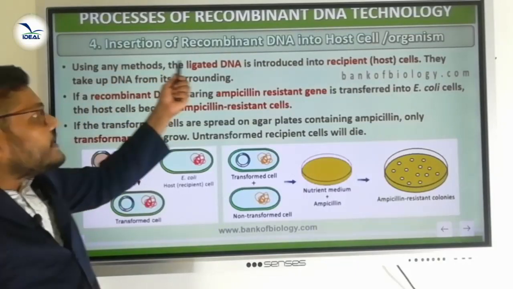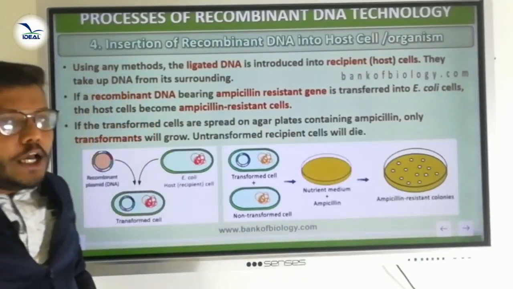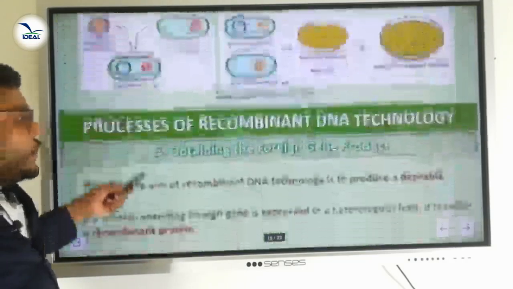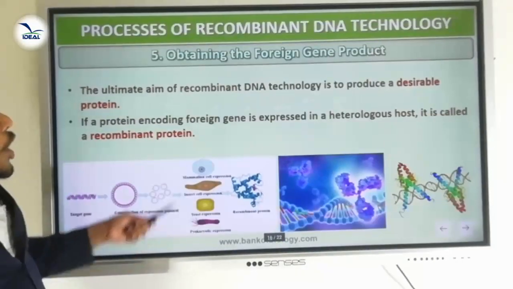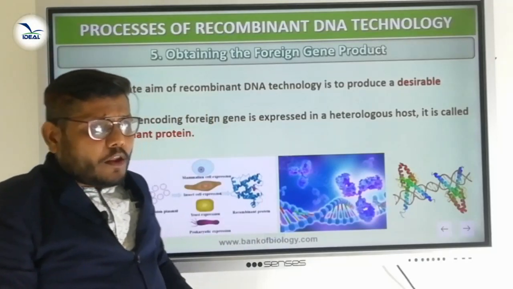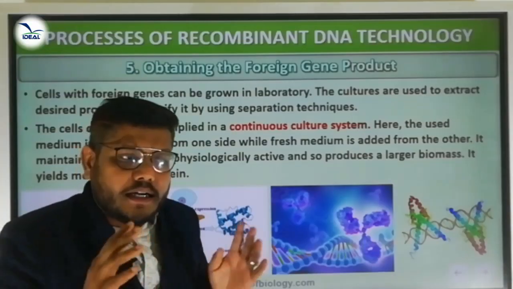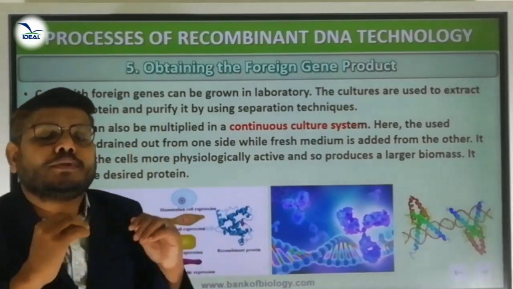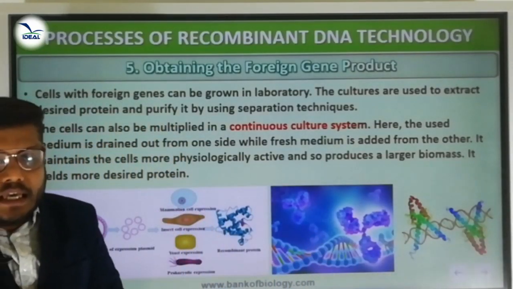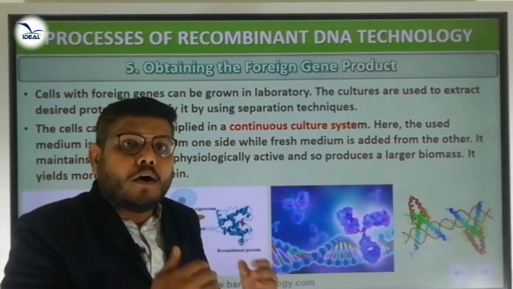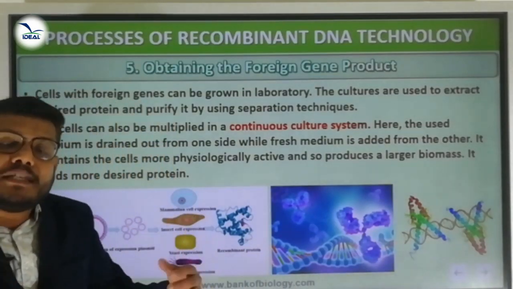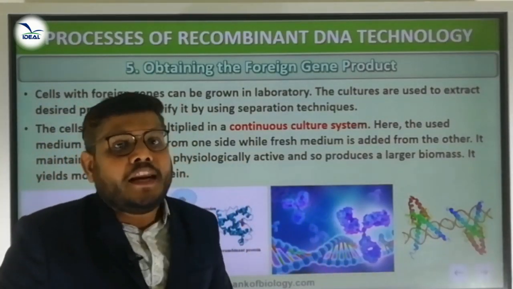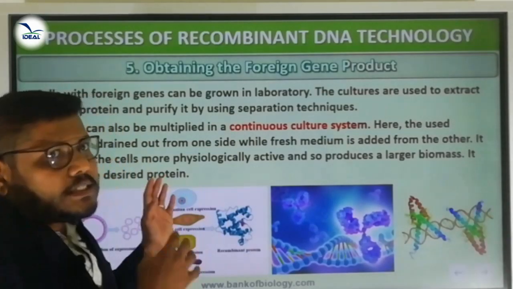So the fourth step, insertion of recombinant DNA into host cell. Through vector or vectorless method, we can transfer that particular recombinant DNA into host cell. Then the fifth one, obtaining the foreign gene product. The ultimate aim of the recombinant DNA technology is to produce a desirable protein. If a protein encoding foreign gene is expressed in a heterologous host, that is called a recombinant protein. So this is the product.